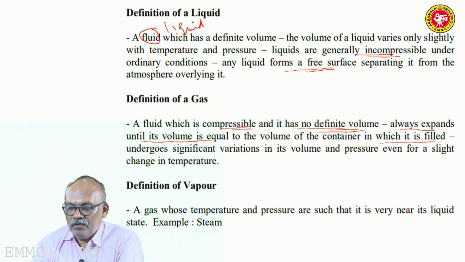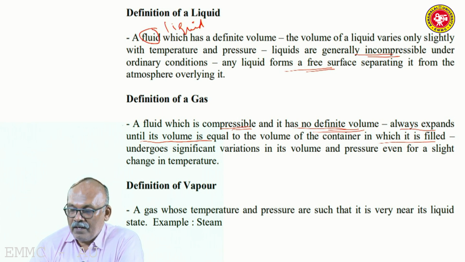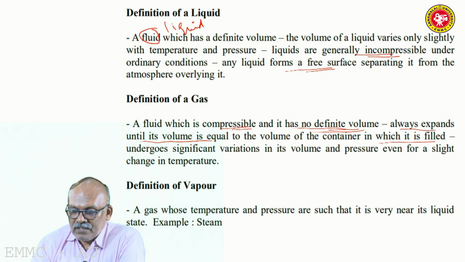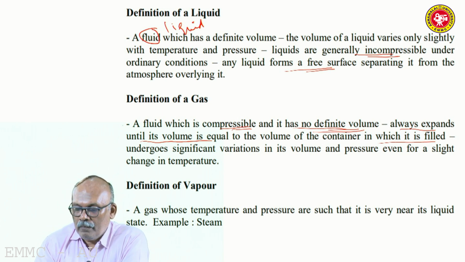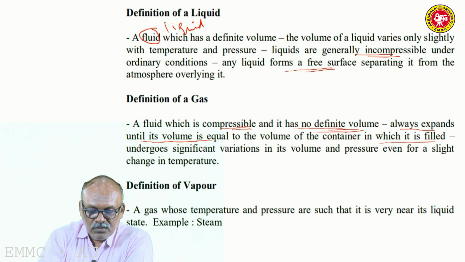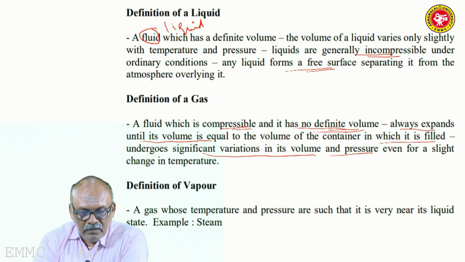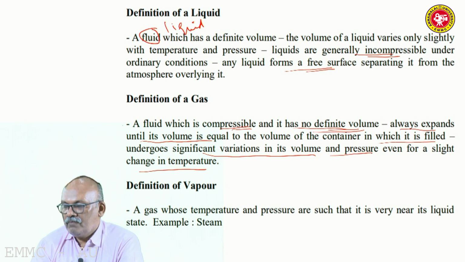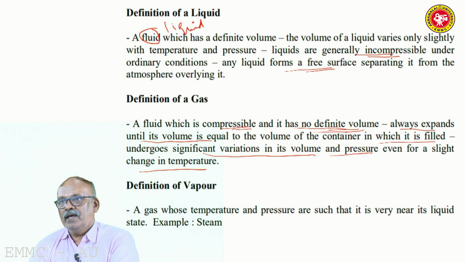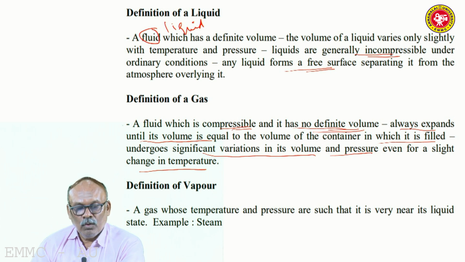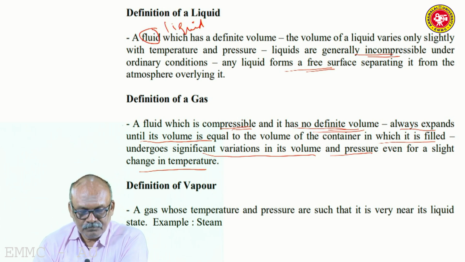So, if you are transferring the gas in a container of 1 liter to a container of 2 liter capacity, now the volume of gas will become 2 liters. So it expands till its volume is equal to the volume of the container in which it is filled. So it undergoes significant variation in its volume and pressure even for a slight change in temperature. So even for a slight change in temperature, the variations in volume of the gas as well as pressure of the gas, they undergo significant variations.